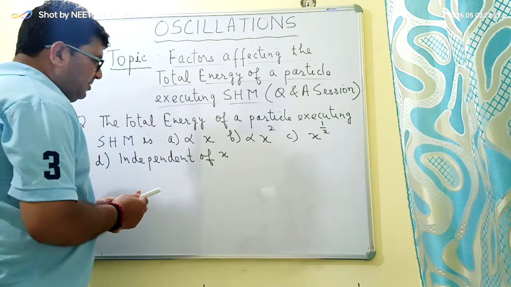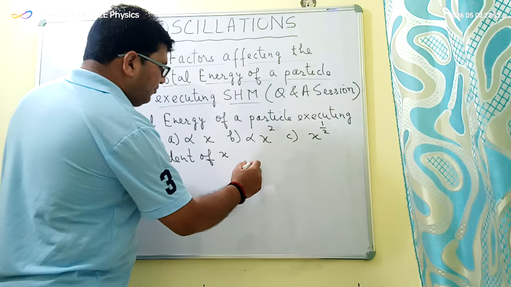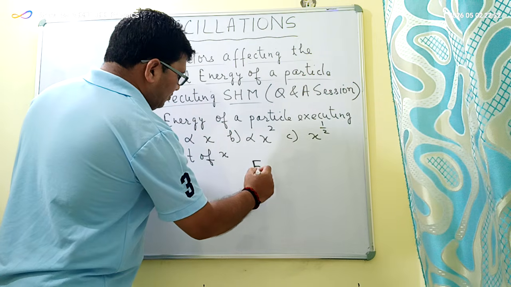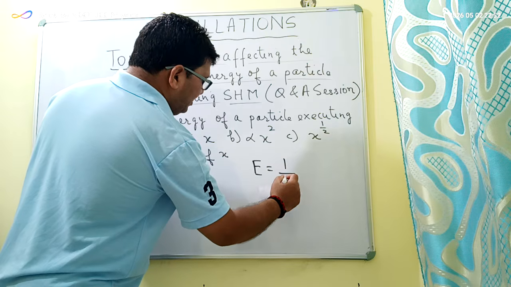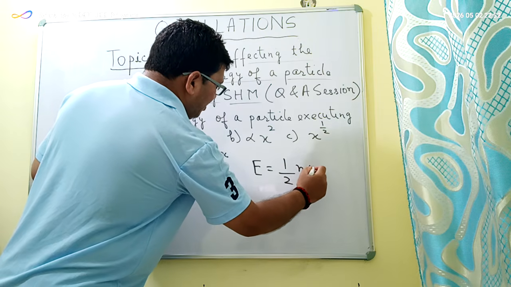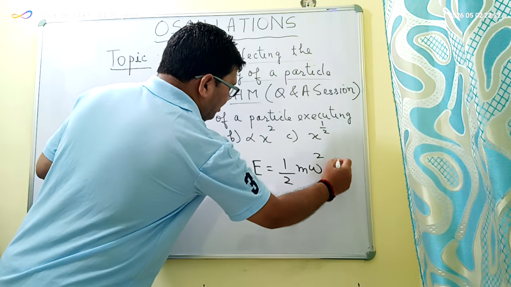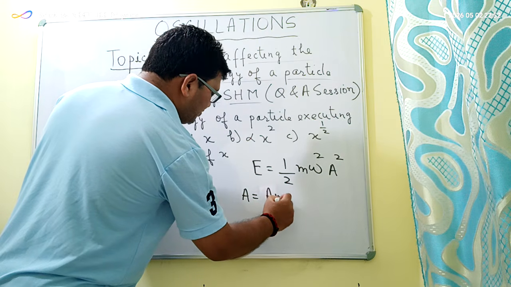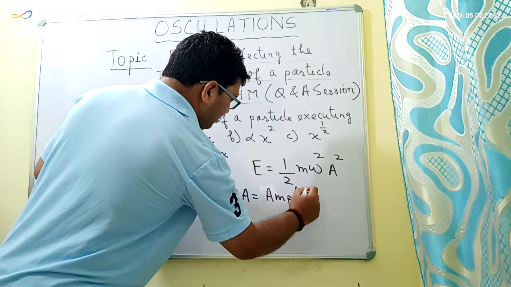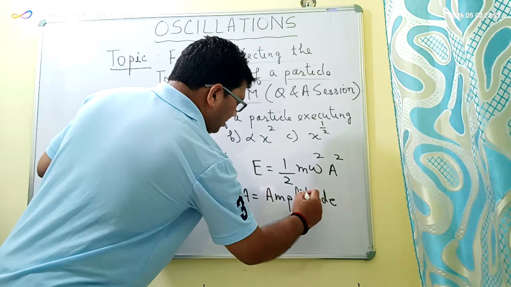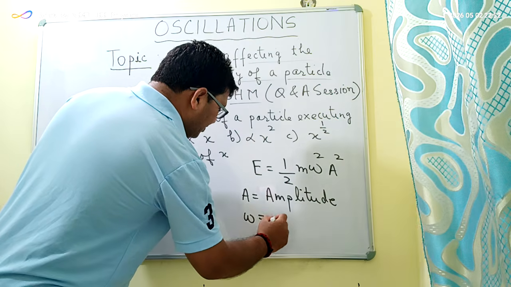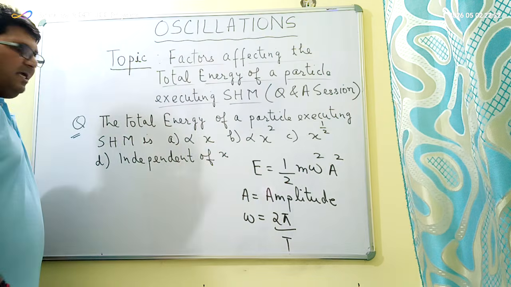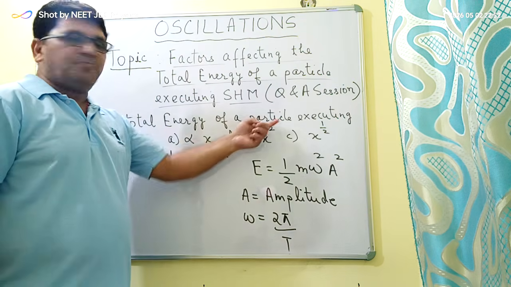So in session number 5 we have derived the equation for the total energy of the particle, which was equal to 1 upon 2 m omega square a square. Here a is the amplitude of simple harmonic motion, omega is the angular frequency which is equal to 2 pi upon T, where T is the time period, and m is the mass of this particle.